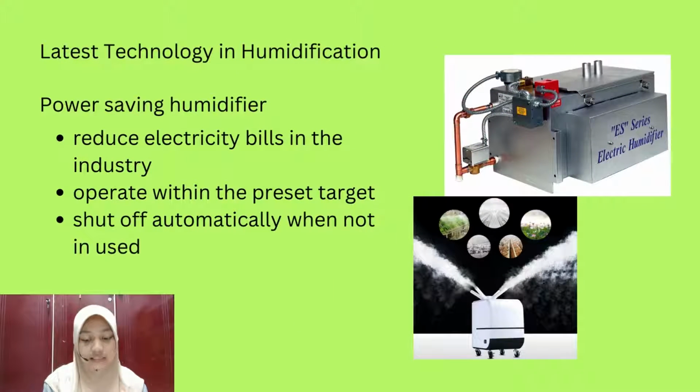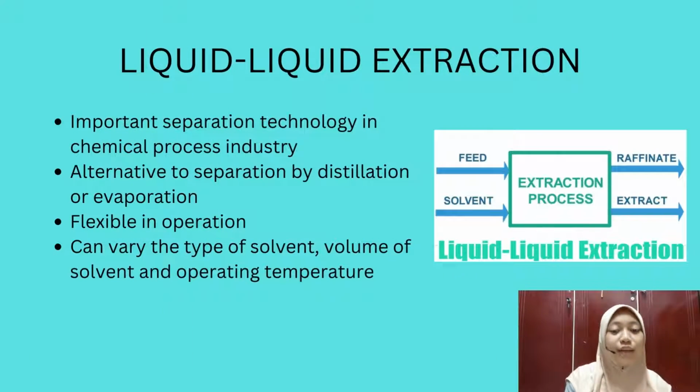For your information, power humidification equipment is created to reduce the electricity bills in the industry, where the machine will raise the humidity level to a preset target and then it will switch off when needed. And this process will eventually decrease the amount of electricity bills and it helps in power saving of electricity supplies in the industry. Next, the liquid-liquid extraction process.